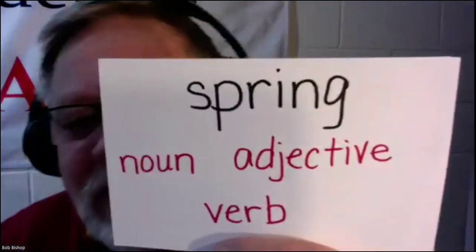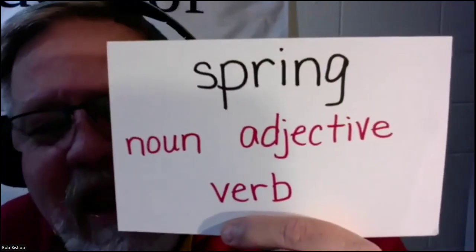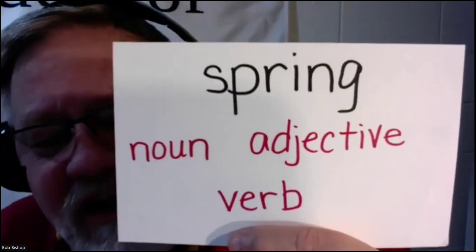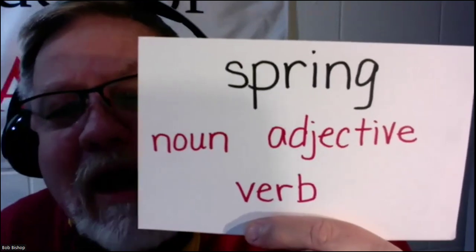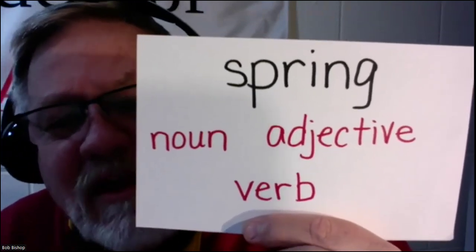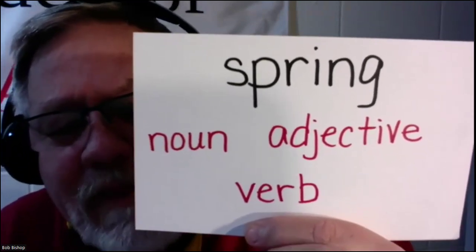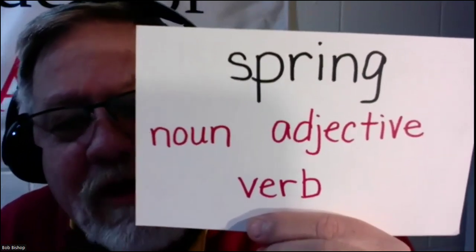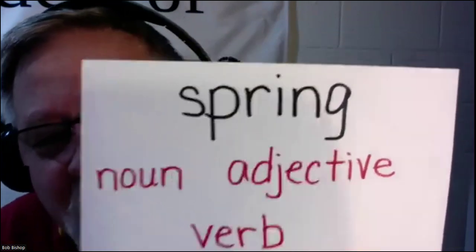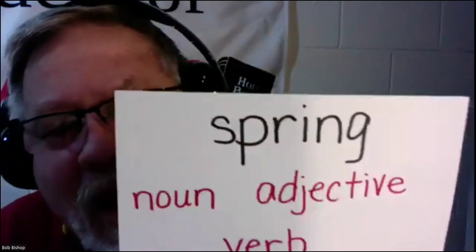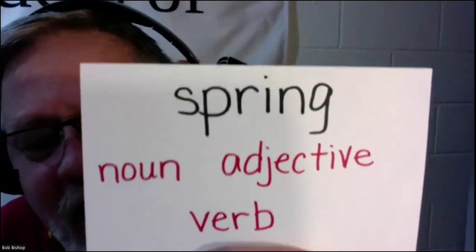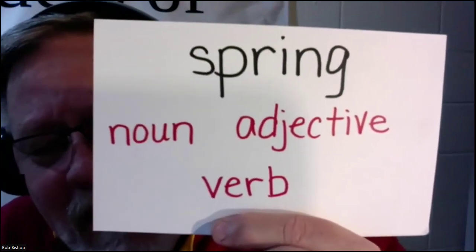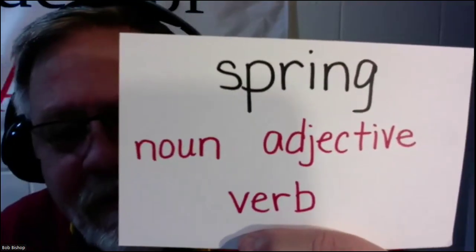That's called context. The context will tell you if it's a noun, if it's an adjective, or a verb. Remember, a noun, person, place, thing. Okay, adjective is a descriptive word, and a verb is an action word. The word spring can be all of those. All right? I'm going to give you some examples of this right now.